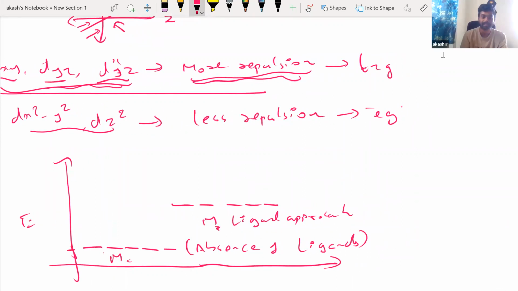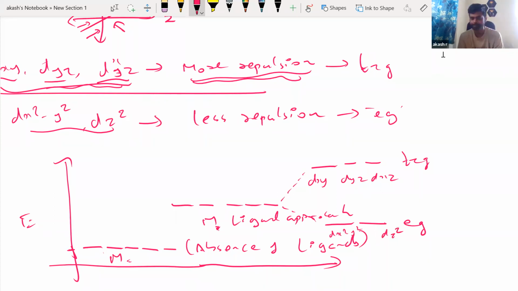So in this case, the splitting is going to happen like this. We are going to have 3 orbitals of higher energy, and that is nothing but your T2g. And we are going to have 2 orbitals of lesser energy, and this is your eg set. And we know what the orbitals are also. This is your dxy, dyz, dxz, and these are dx squared minus y squared and dz squared.